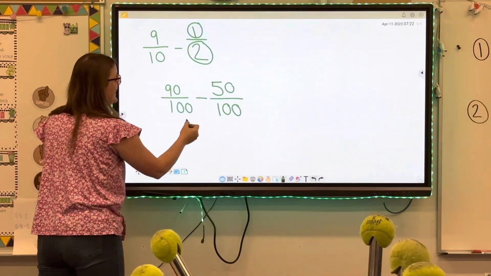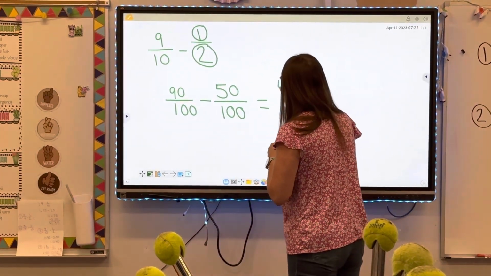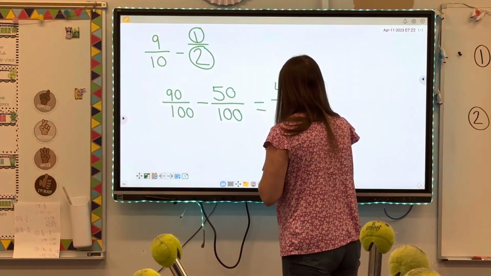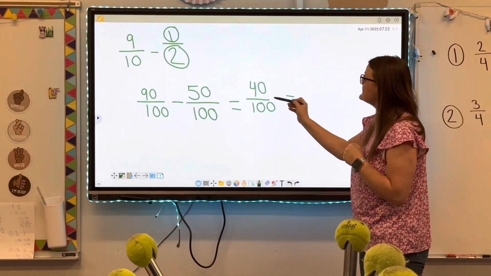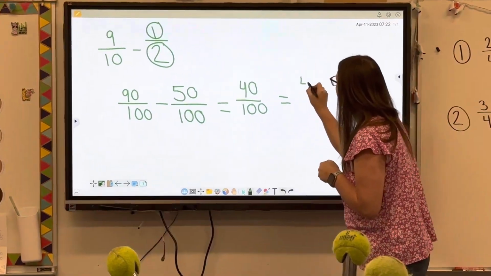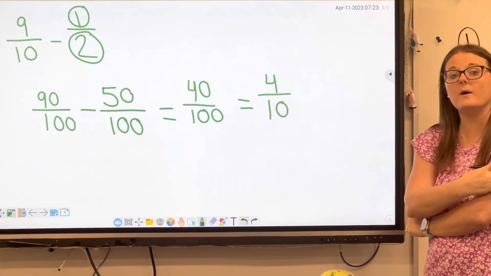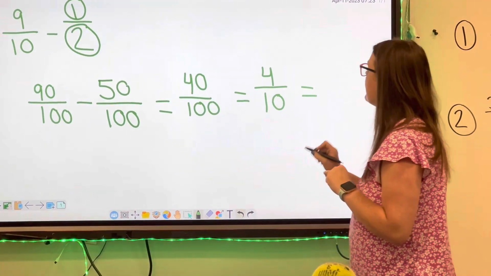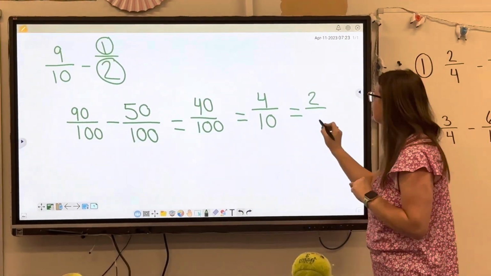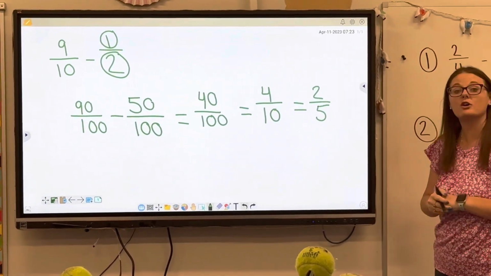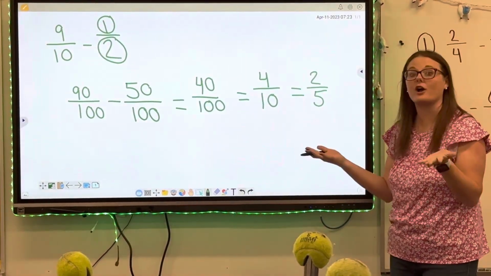So now my denominators are the same. 90 hundredths minus 50 hundredths will give us 40 hundredths. And then if you wanted to continue, someone may get 40 hundredths, but then your child might say 4/10. And either one of those are correct because they're equivalent. And if you wanted to take it a step further, 2 will go into 4 twice, and 2 will go into 10 5 times. So it could even be 2/5. Either one of those are correct because they are equivalent.